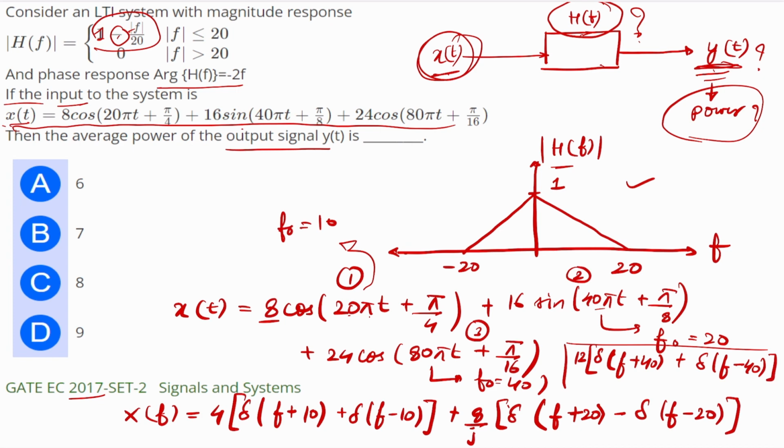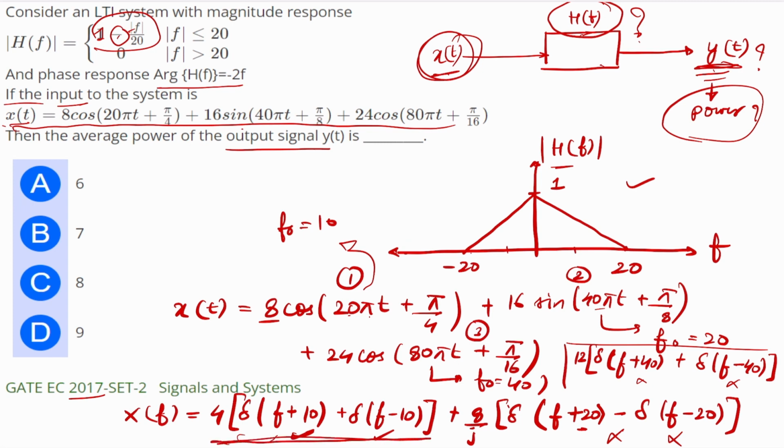Now we have to check whether these impulses pass through this filter or not. Of course, plus 10 and minus 10 lie within the filter, so both of these impulses will pass. Now for 20 and minus 20, the response is ending at 20, so it becomes 0 at 20. They will not pass, and 40 is of course also 0, so they will also not pass. So only this function will pass.